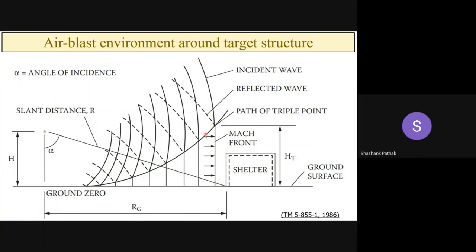So these points where the incident, reflected and Mach wave interact are known as the path of triple point. This is just a terminology which is already available in this manual and which is very popularly used for designing blast resistant structures. And the distance of the structure, this is RG, the ground distance from the ground zero. Ground zero is this point just below the location of explosion, this one. And this is the height of burst. So all these terminologies are given, and you can see them in the slides.